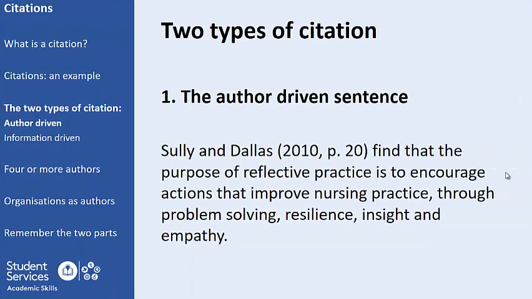Using the first citation type from the previous page, our sentence reads, Sully and Dallas find that the purpose of reflective practice is to encourage actions that improve nursing practice through problem solving, resilience, insight, and empathy. This is an example of using a citation in an author-driven sentence. We can see in this way of presenting the citation that the names of the authors, Sully and Dallas, appear as part of our sentence.